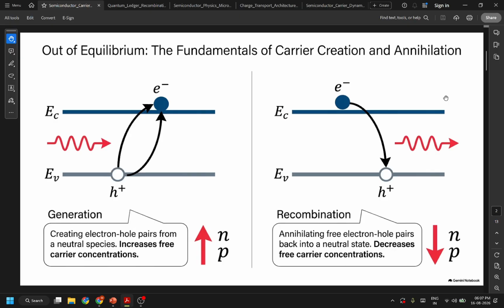Carrier creation is called generation, in which an electron is excited from valence band to conduction band, and this creates electron hole pairs from neutral species. This increases free carrier concentrations. In recombination, the electron from conduction band recombines with the hole from valence band, which results in annihilation of free electron hole pairs back into a neutral state. This decreases free carrier concentrations.